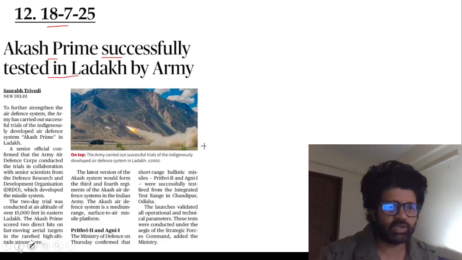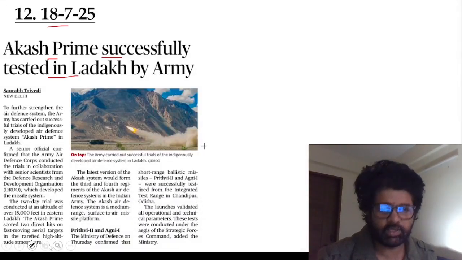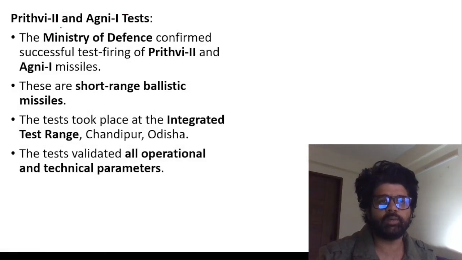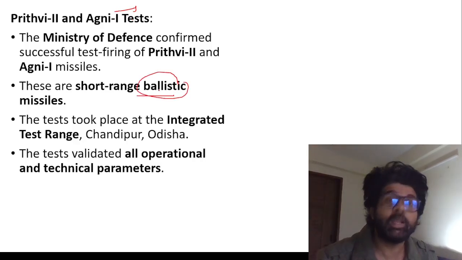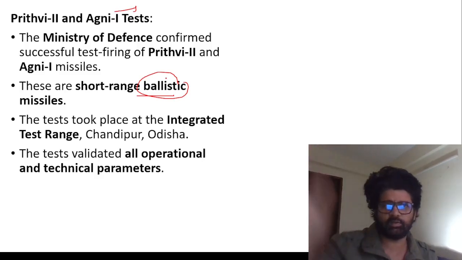12th article, 18th July, Akash Prime successfully tested in Ladakh by army. So Akash missile, it's a defensive missile, guys. Like so many testing happened. Prithvi 2, Agni 1. You have to understand the difference between them. So these Agni 1 and Prithvi 2, they're offensive missiles. They will be targeting short range ballistic missiles, unlike BrahMos, which is a cruise missile. So they'll be hitting enemy targets.